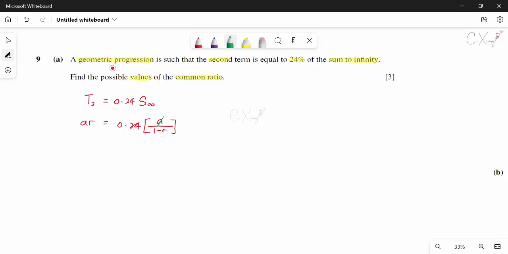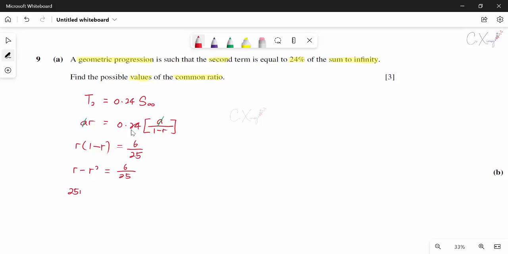Okay, so from here you can see that you can simplify the a, and after that you can just try to move the 1 minus r up, equals to 0.24. So to factorize it later, I will try to change the 0.24 into a fraction first. If I press calculator, 0.24 will be 6 over 25. So I'm having r minus r squared equals to 6 over 25.